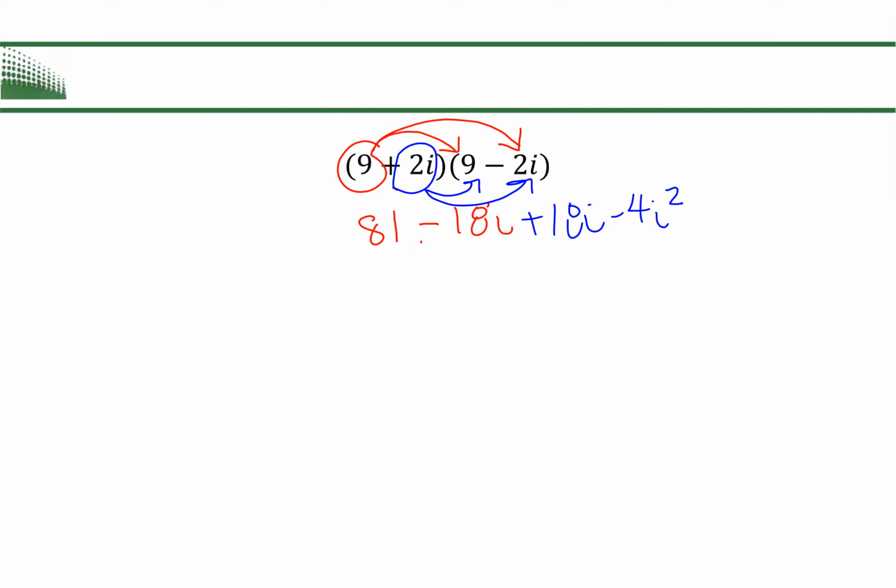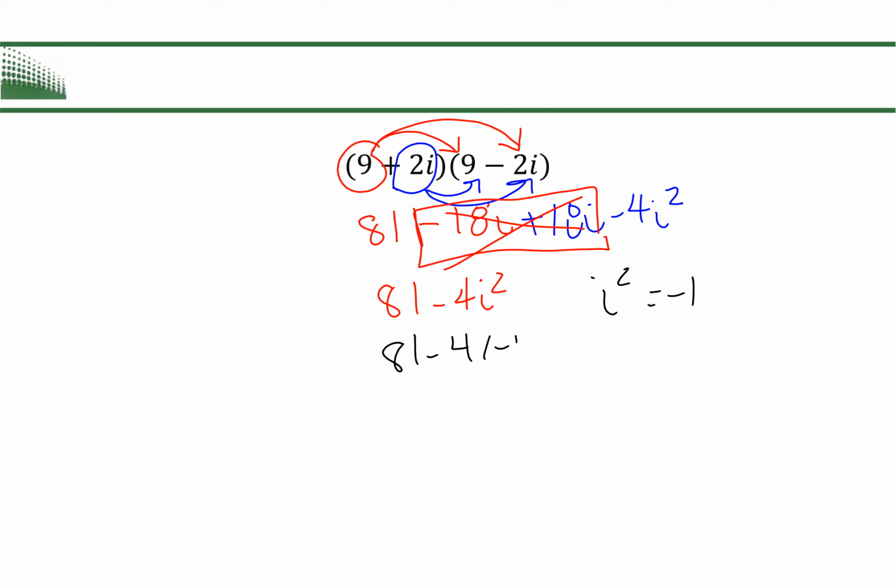Combine like terms, you'll notice that the negative 18i and positive 18i cancel. And so I'm left with 81 minus 4i squared. So just as we predicted, the inside two terms cancel, and I have 81 minus 4i squared. And remember, i squared equals negative 1. So now I keep working this out, and this gives me 81 minus 4 times negative 1. Negative 1 times negative 4 gives me a positive 4 plus 81, which yields an 85.